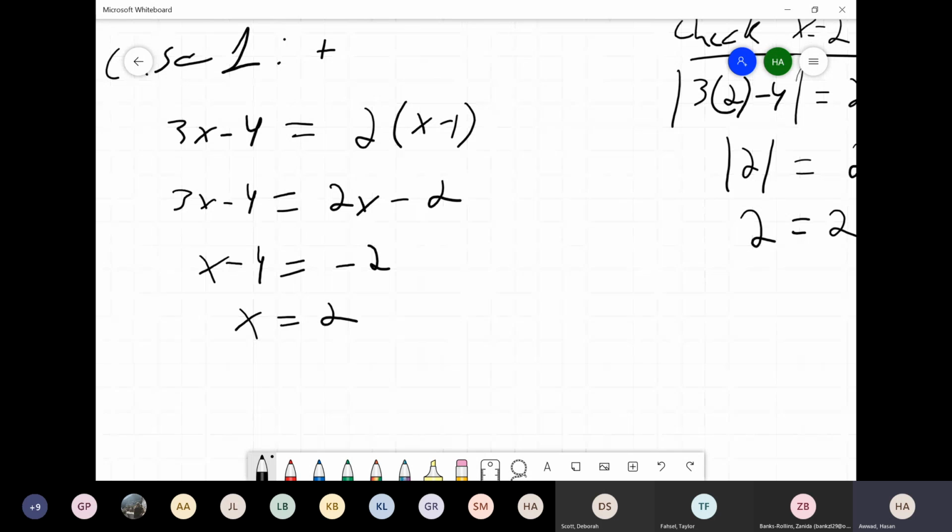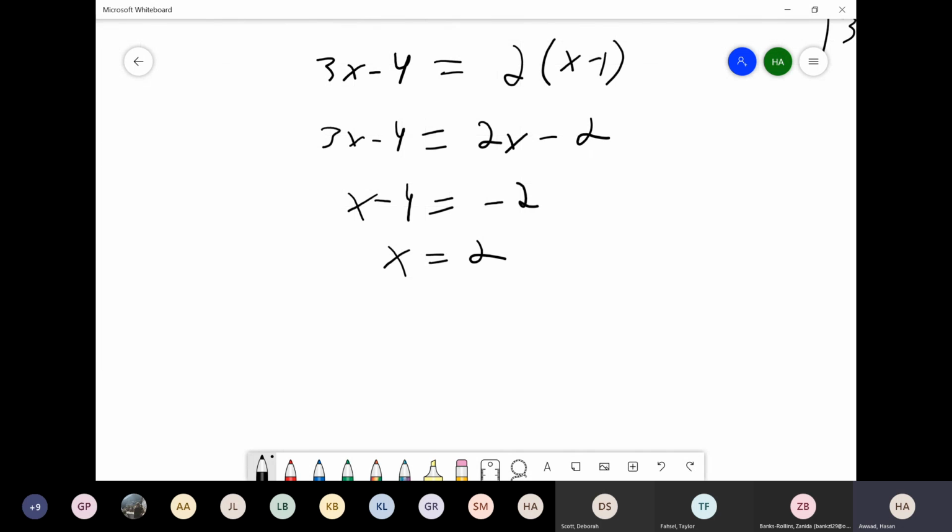So great, that's one of our solutions, or maybe even the only solution that we have. We haven't done the other case yet. Everybody good with this one so far? Okay. So moving on to case 2, where we're going to test the negative.